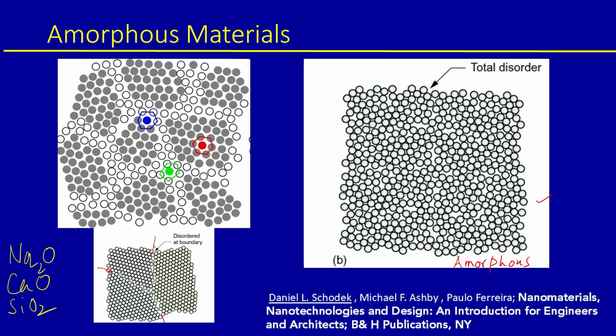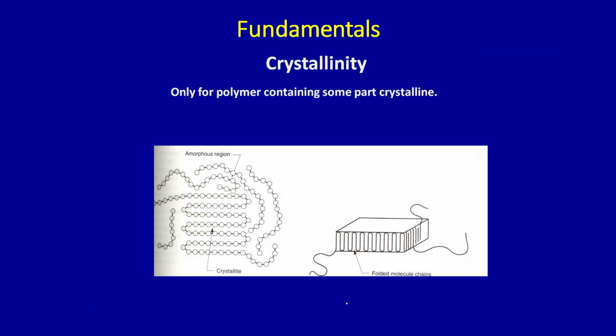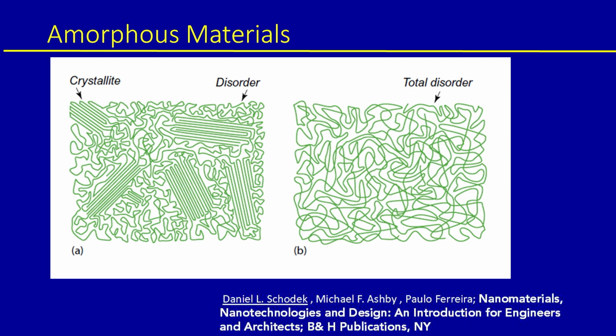In polymers, as I talked about here, you can have both amorphous regions as well as crystalline regions. Crystalline regions you understood, amorphous you have now understood. Now, that is what is shown here. This is also taken from Michael Ashby's very nice, very important book on nanomaterials, nanotechnologies and design. So, you can see here these are the regions of disorder and these are the regions of order.